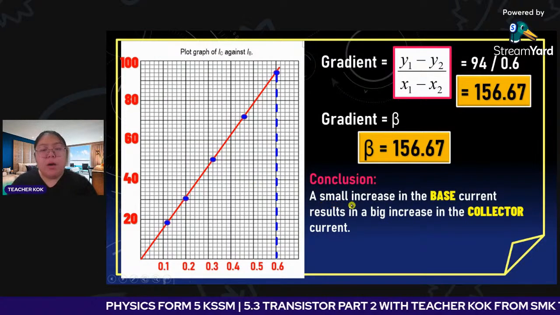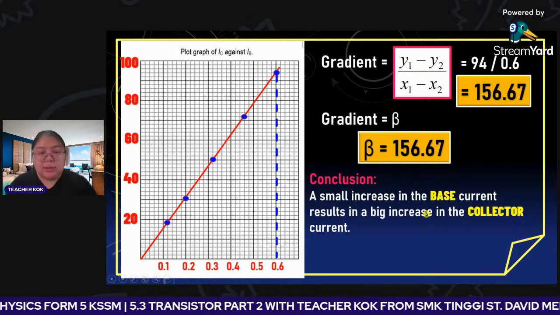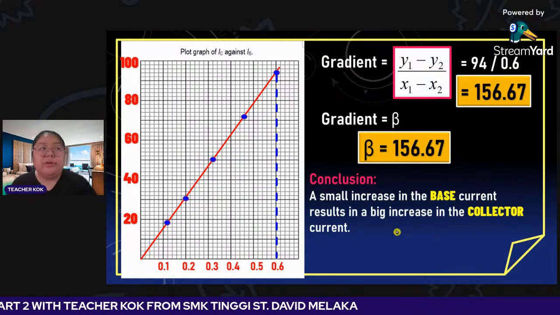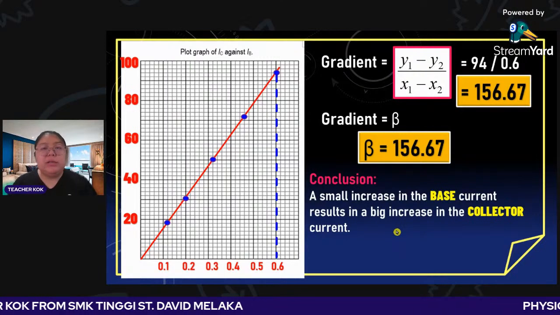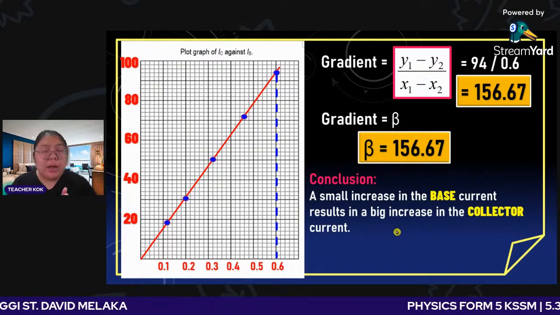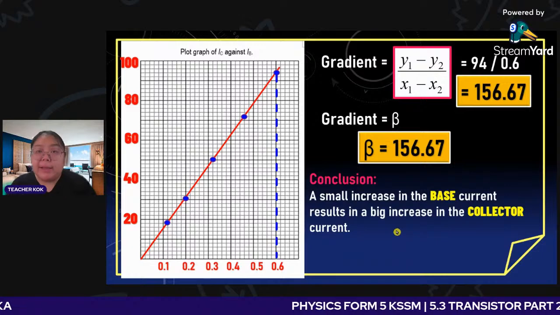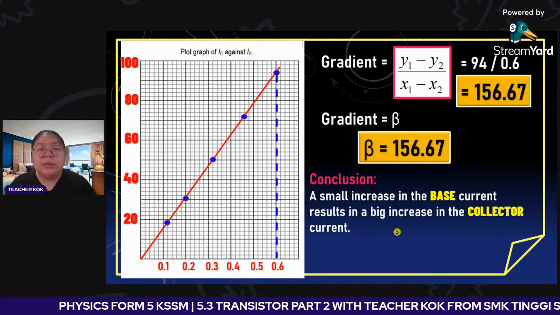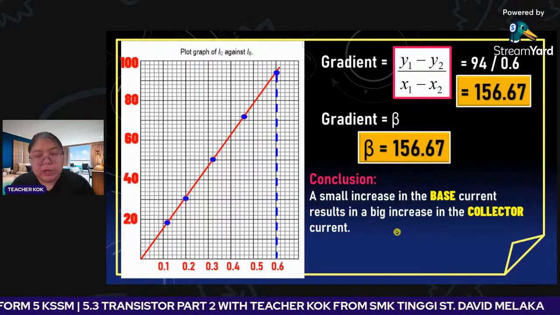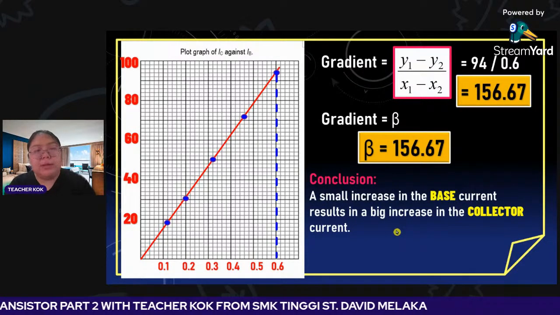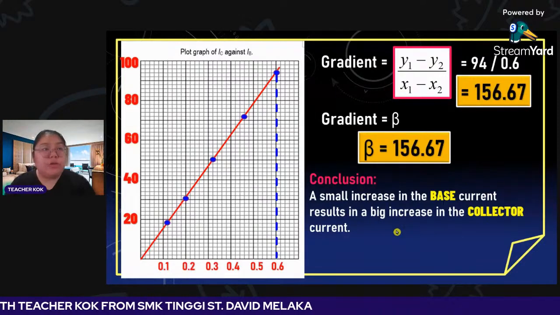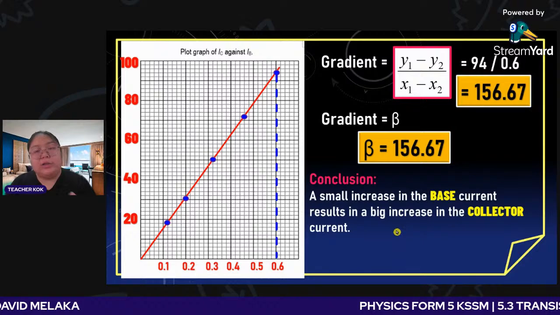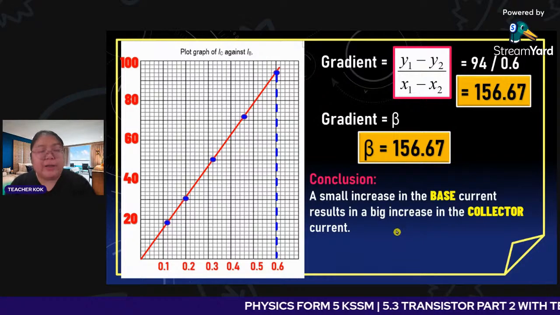Conclusion: a small increase in the base current results in a big increase in the collector current. They just want to prove whether the function of the transistor is an amplifier or not. So they test: I make a little bit of change to the base, then what happened to the collector? They find the collector current increases more and more. So after the current passes through the transistor, they can amplify the output current. So now we can say the transistor is an amplifier.